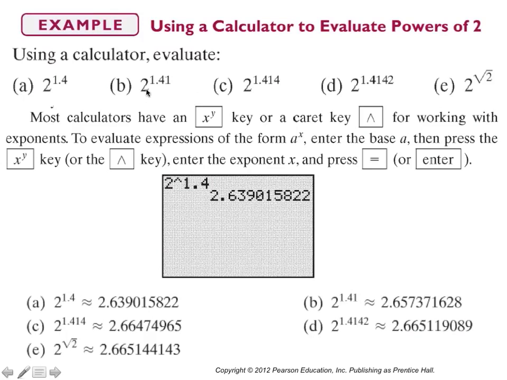So you could try 2 to the 1.41 power, 2 to the 1.414 power, 2 to the square root of 2 power. You'll see that they're all close, okay, because square root of 2 is an irrational number that is about 1.41.